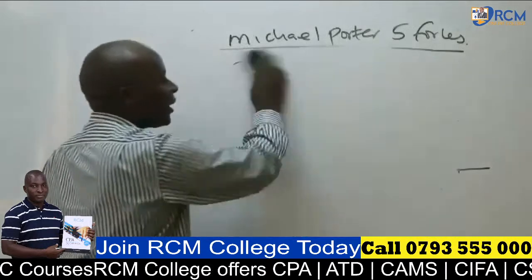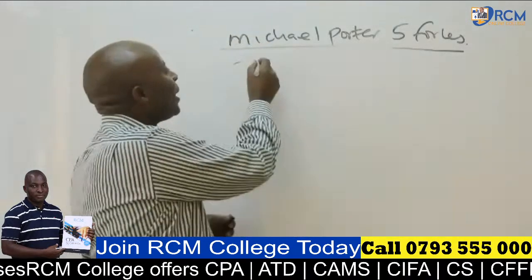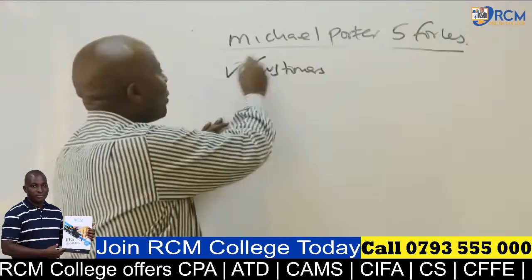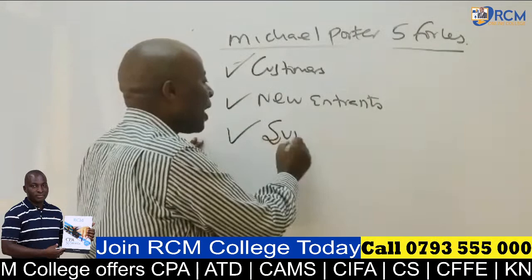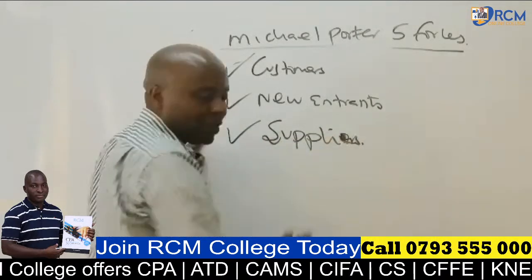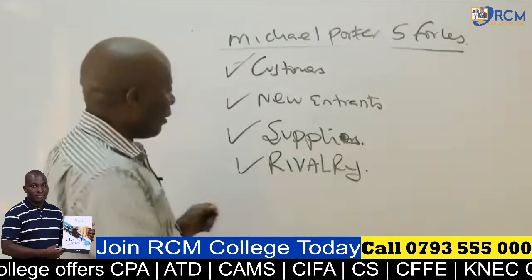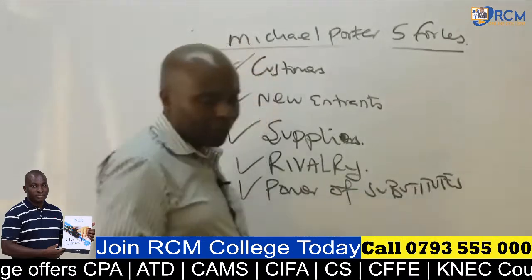So Michael Porter's 5 forces that can throw you out of business. Customers can easily throw you out of business. So we have customer power. We have new entrants. New entrants can come in and they take you home. So we have suppliers. These guys are not very nice. If we don't pay them on time, these guys can easily come and even take over. Right? We have the existing rivalry. And then we have the power of substitutes.